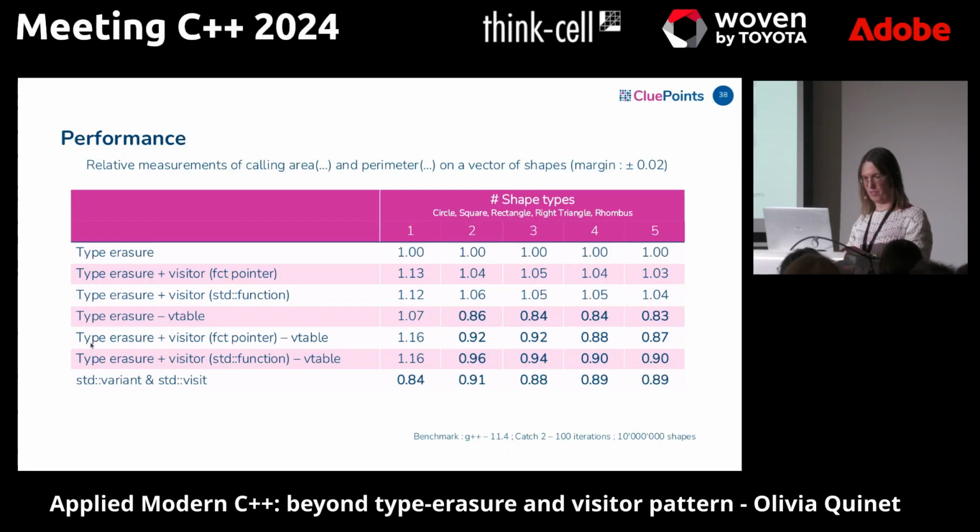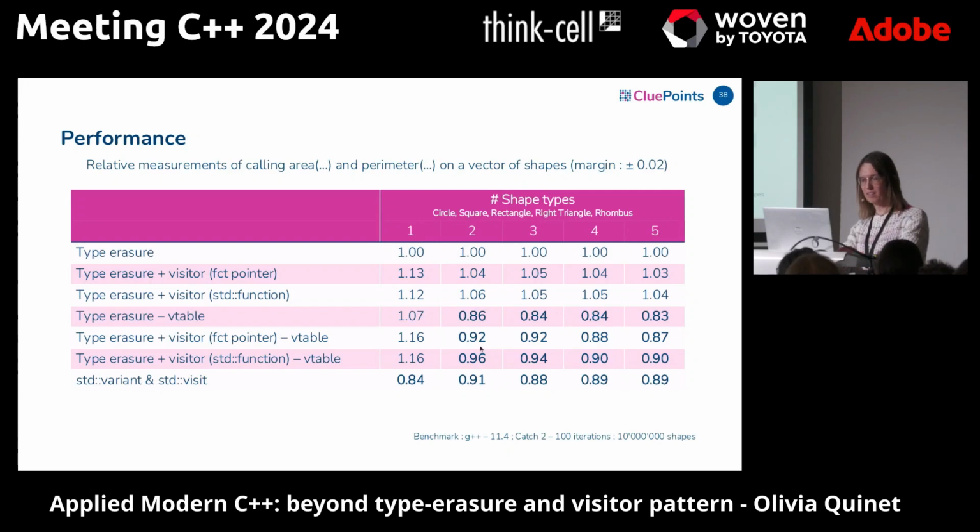The fourth, fifth, and sixth lines are about type erasure, but with manual dispatch. And the last line is with std::variant and std::visit. So you can see that with the classical implementation, we are slower than std::variant, about 10–20% slower. With the manual dispatch, we are on par, more or less, with std::variant.